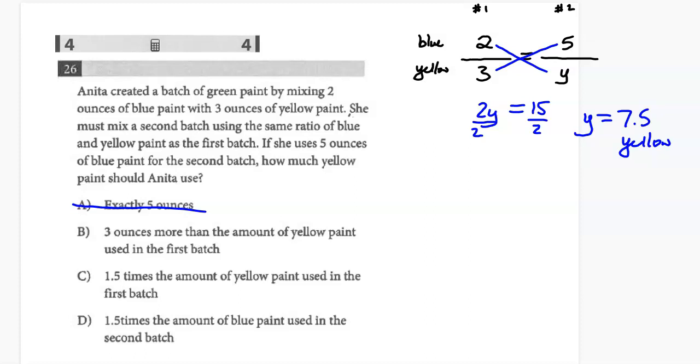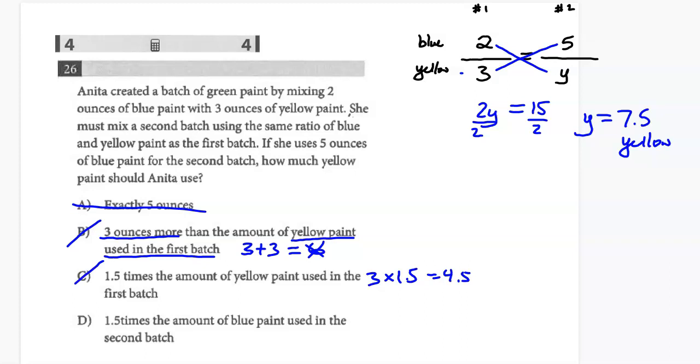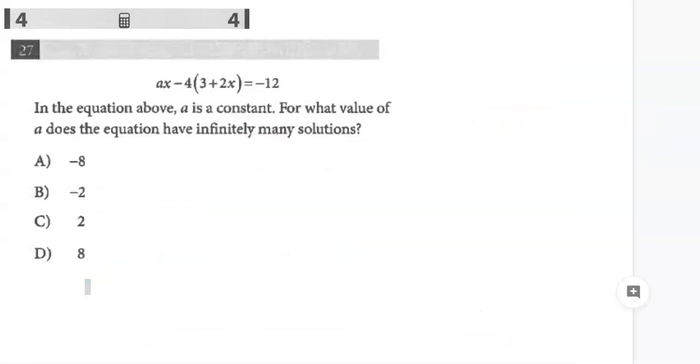So yellow in the first batch was 3. So 3 ounces more, well, that would equal 6, and that's not right. So that's not it. 1.5 times the yellow in the first batch? Well, yellow in the first batch was 3 times 1.5, that's only 4.5. Nope, we need 7.5. So not that. 1.5 times the blue in the second batch. So there's blue in the second batch, 1.5 times that, and that's where we find our answer. Correct answer, D.